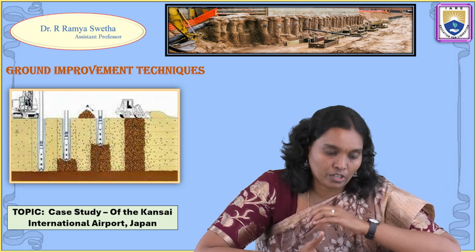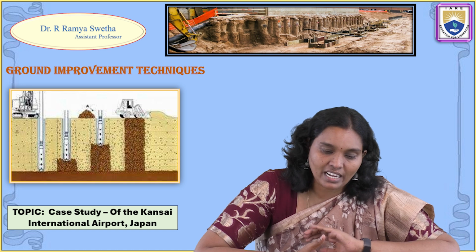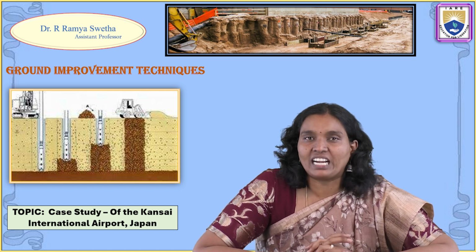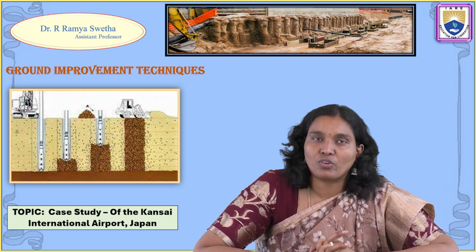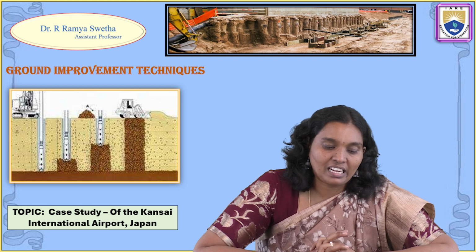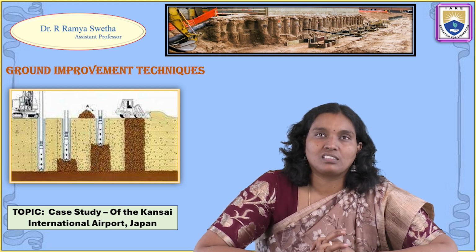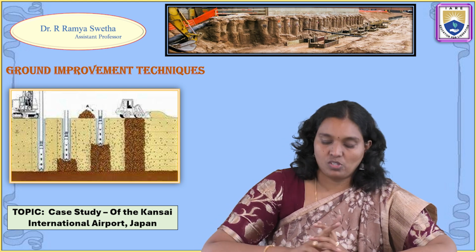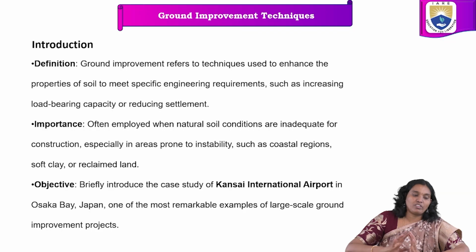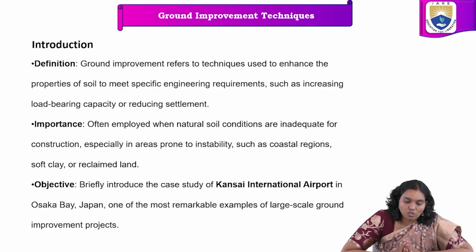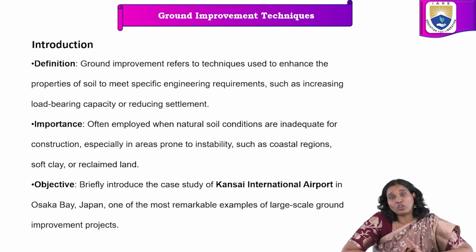As a part of that, here we are understanding airport conditions in Japan, a case study of an international airport located in Japan. Today we are understanding about this. Before that, Kansai International Airport, Osaka, Japan, is one of the most remarkable examples of large scale ground improvement projects.